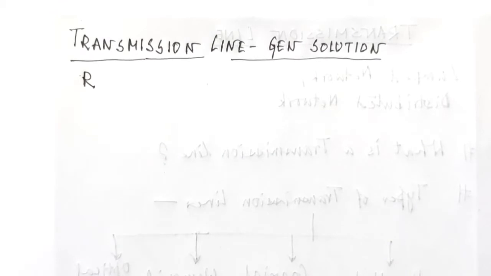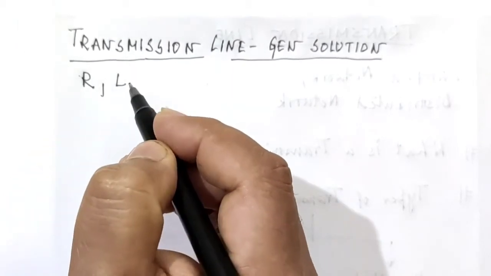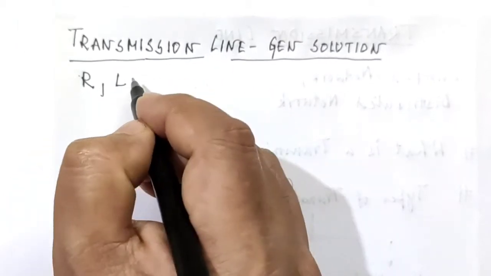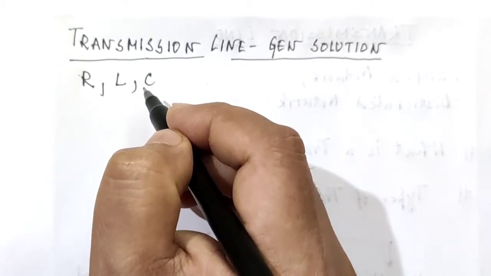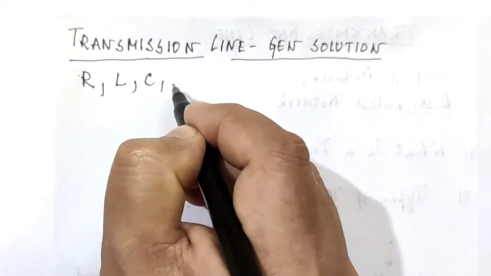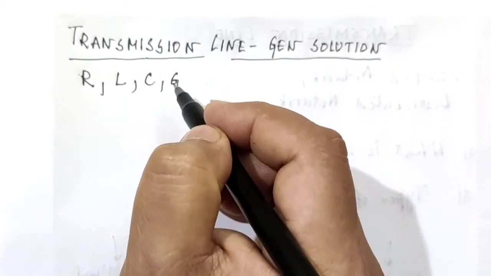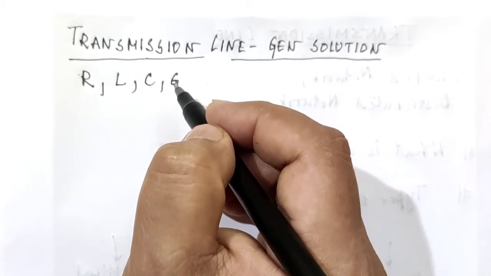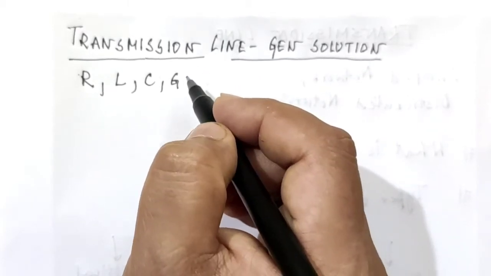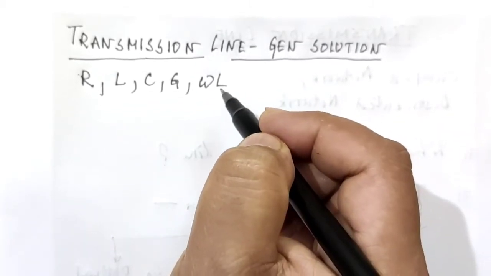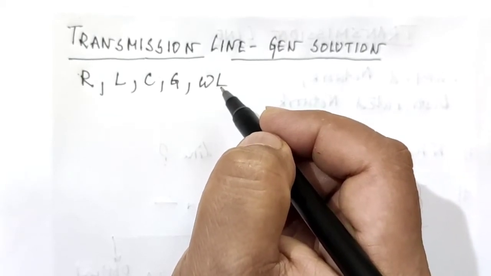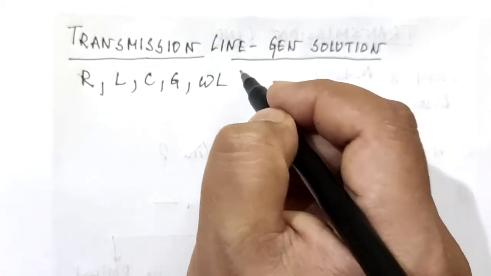Capital R is the series resistance, which is ohms per unit length of the line. Capital L is the series inductance, henries per unit length of line. Capital C is the capacitance between conductors, farads per unit length of line. Capital G is the shunt leakage conductance between conductors, and its unit is mhos per unit length of line. Omega L is the series reactance, and its unit is also ohms per unit length of line.